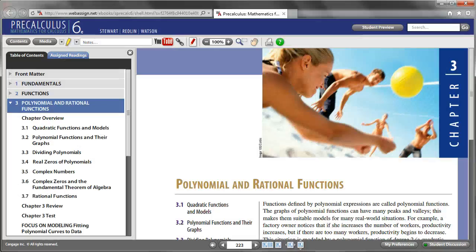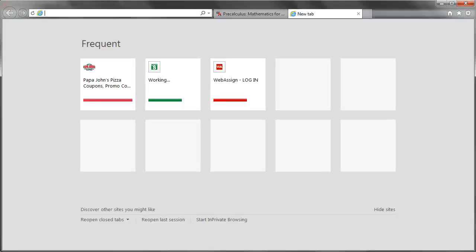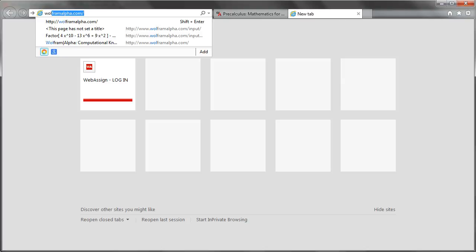Go to a web browser. Let's open up a blank screen. Okay. I just ordered pizza, so I have Papa John's there. Okay, and Wolfram Alpha.